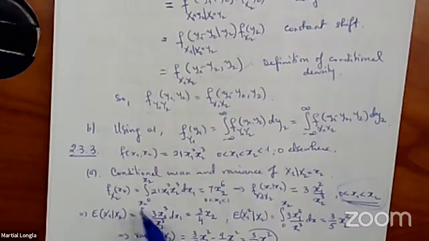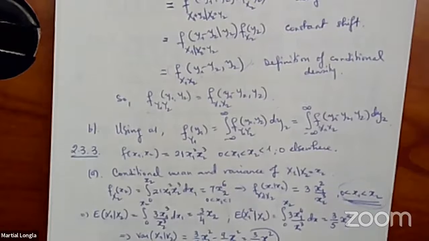And so the expected value of x1 given x2 is therefore the integral from 0 to what? x2, not 1. Because you can't integrate past x2. x1 has to be less than x2. And that's why you get this. Expected value of the square, same way, you get that. And the variance is the expected value of the square minus the square of the expected value. So you get 3/80 times x2 squared.